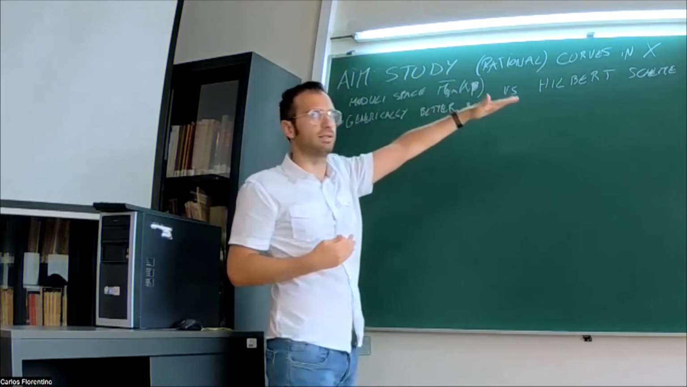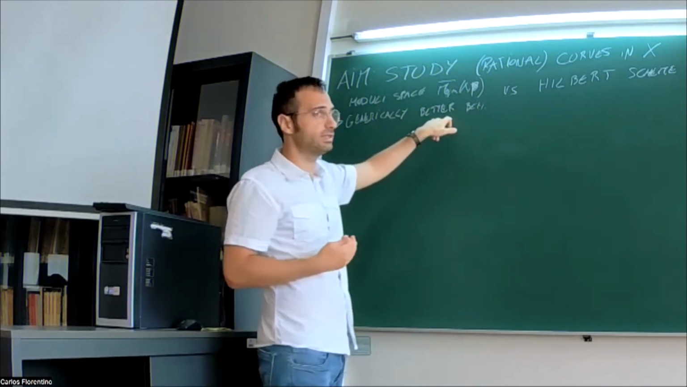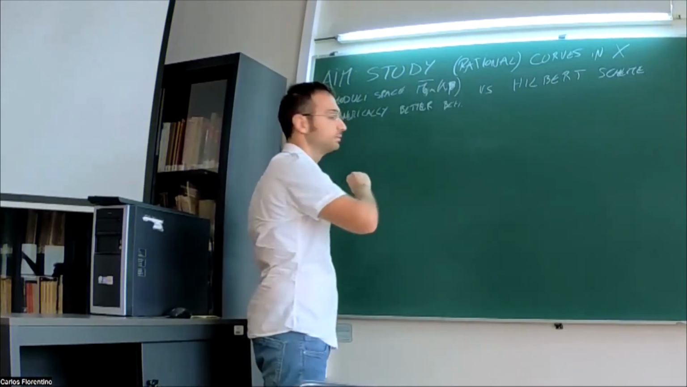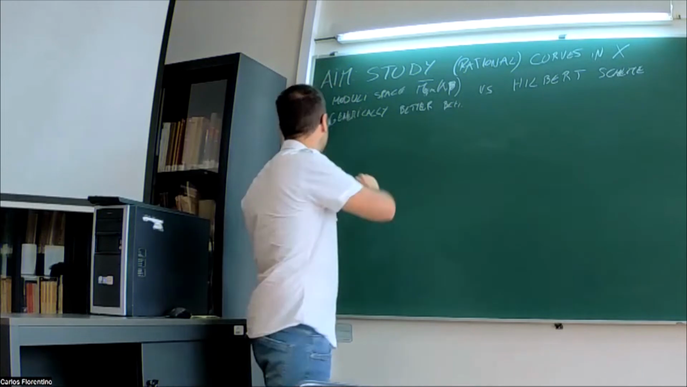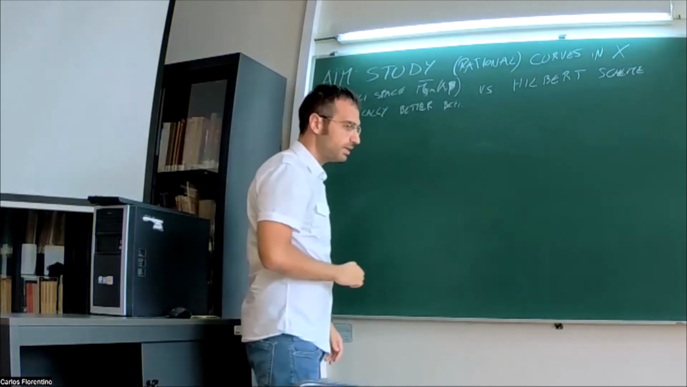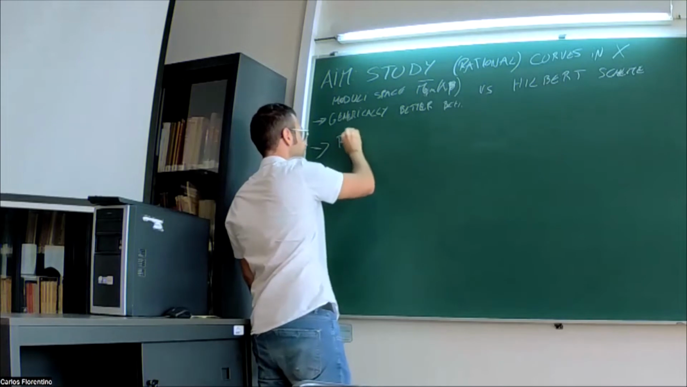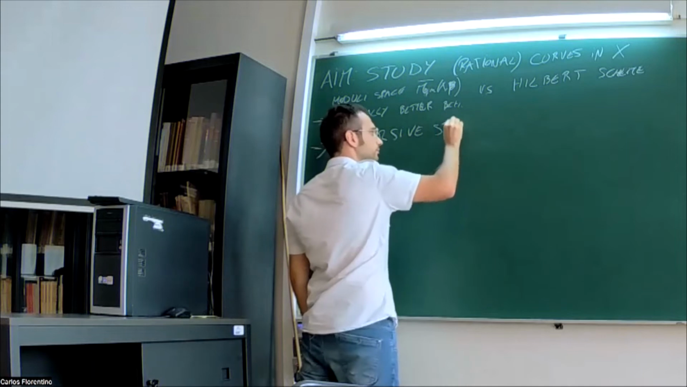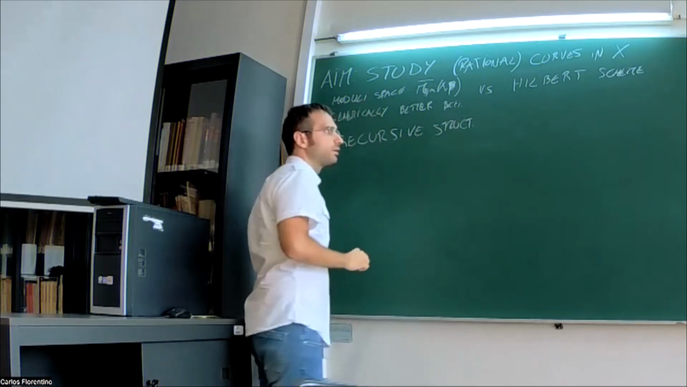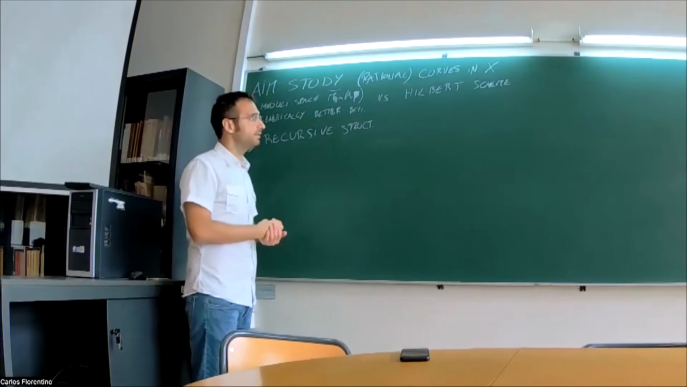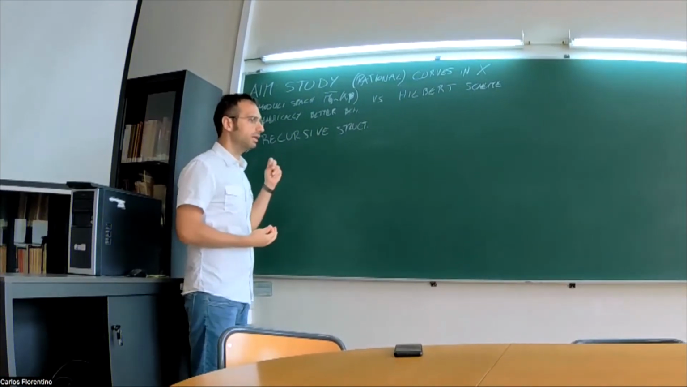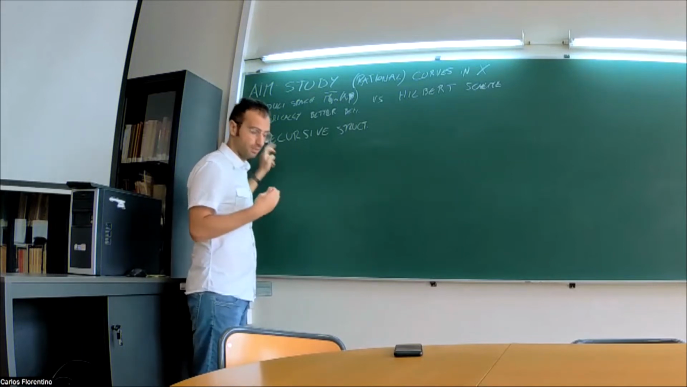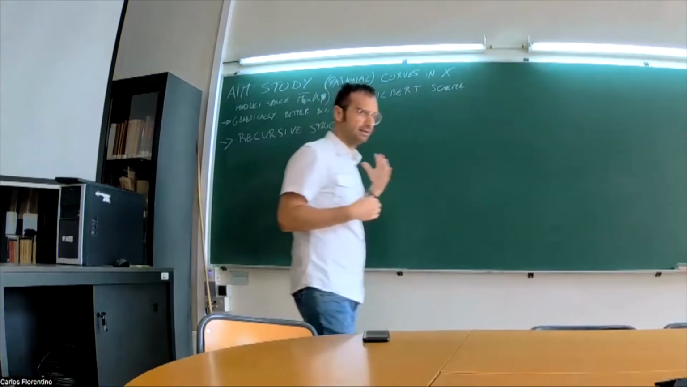What does this have better than the other one? The first one is it's better behaved, and we will give an example later. Second one is it has a recursive structure, which the Hilbert scheme doesn't have. Today we will see these two facts. We will try to explain why this is true.